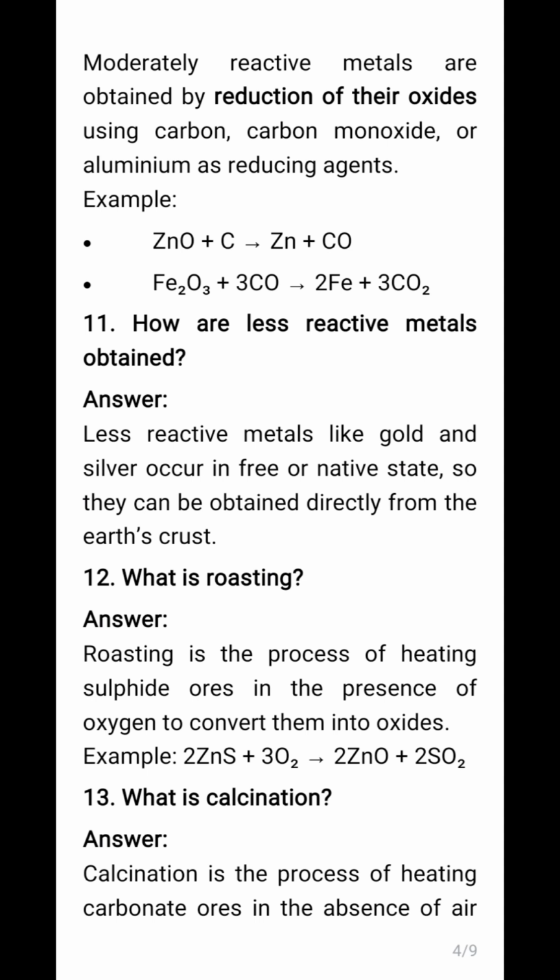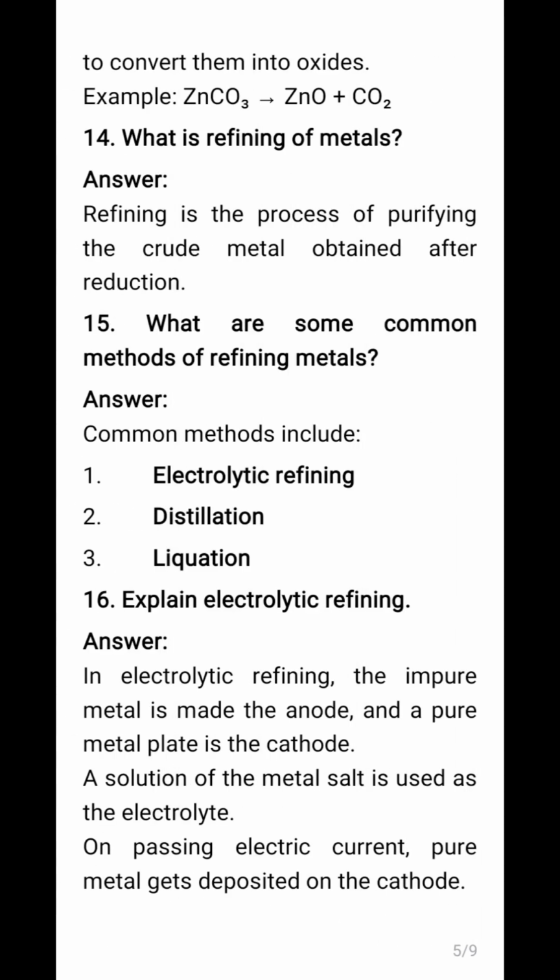What is calcination? Calcination is the process of heating carbonate ore in the absence of air to convert them into oxides. Example, ZnCO3 gives ZnO plus CO2. What is refining of metals? Refining is the process of purifying the crude metal obtained after reduction.